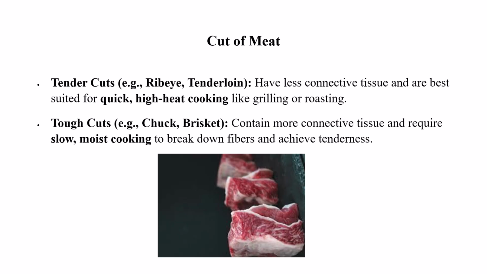Cut of meat. The cut of meat is another important factor. Tender cuts such as ribeye or tenderloin have less connective tissue and are perfect for quick, high heat methods like grilling. Tougher cuts like chuck or brisket need slow, moist cooking to break down the fibers and become tender.